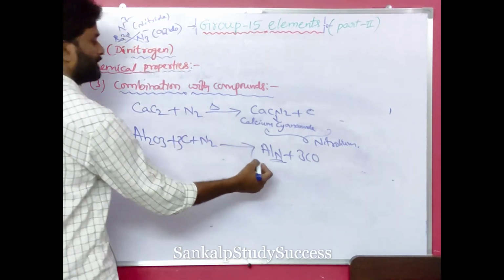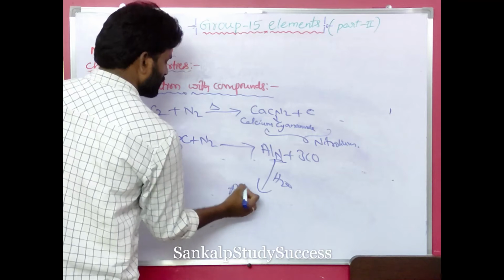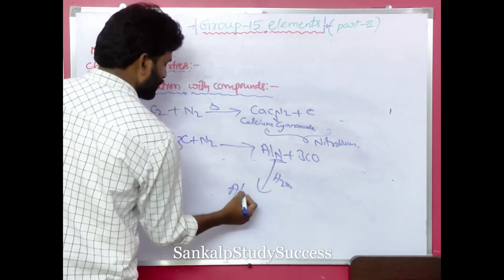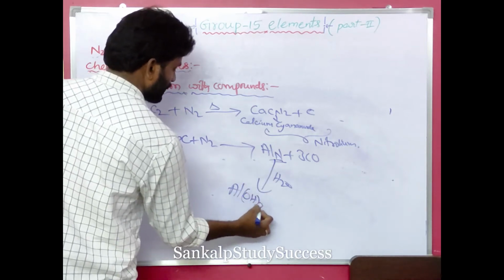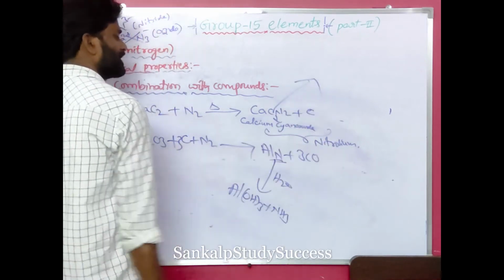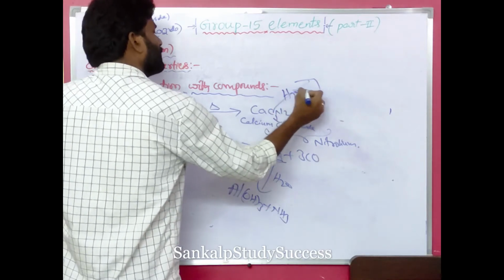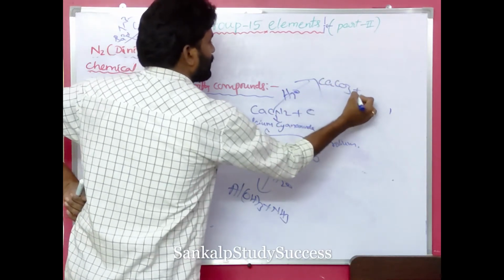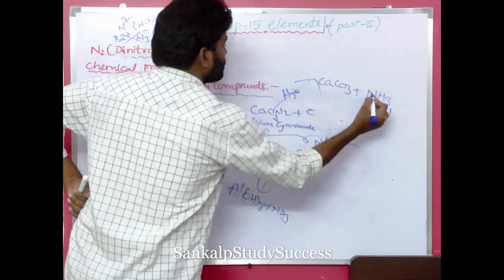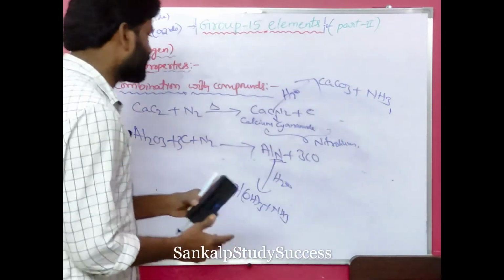If this aluminum nitride undergoes hydrolysis on boiling with water, aluminum hydroxide and ammonia can be obtained. So this is the combination with the compounds. Next I am going to explain about uses of nitrogen.